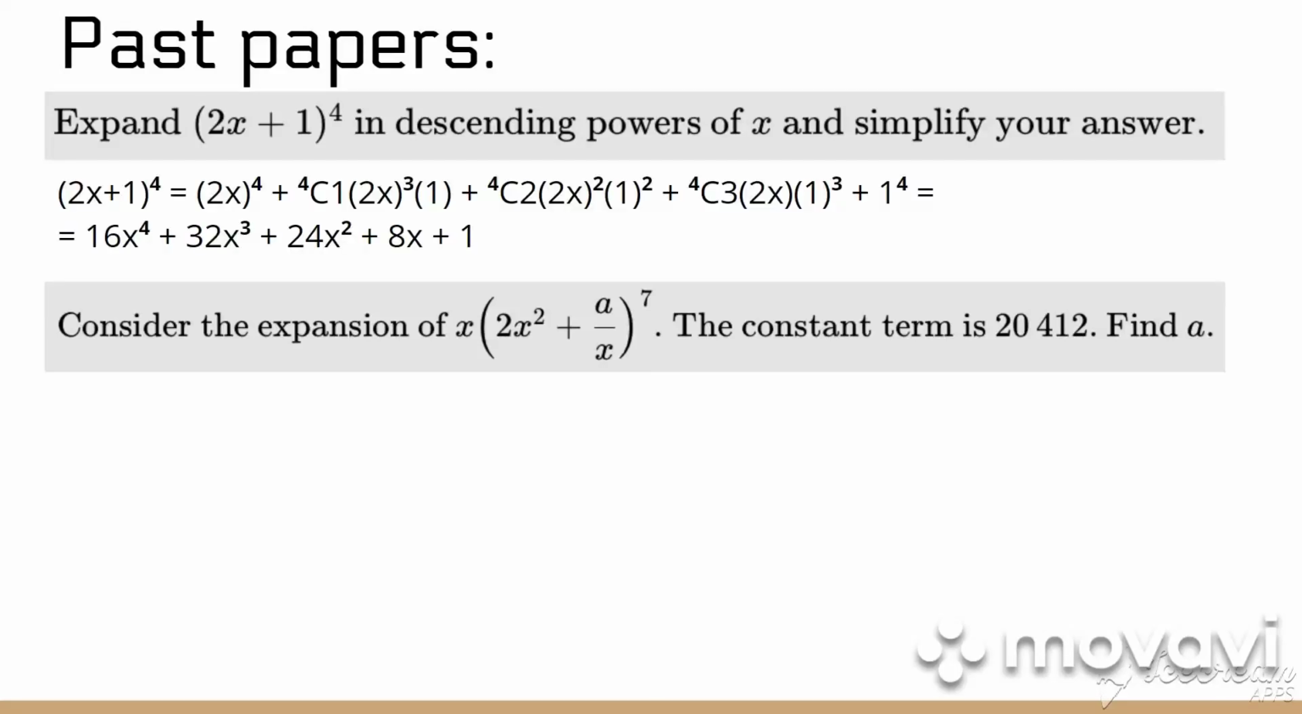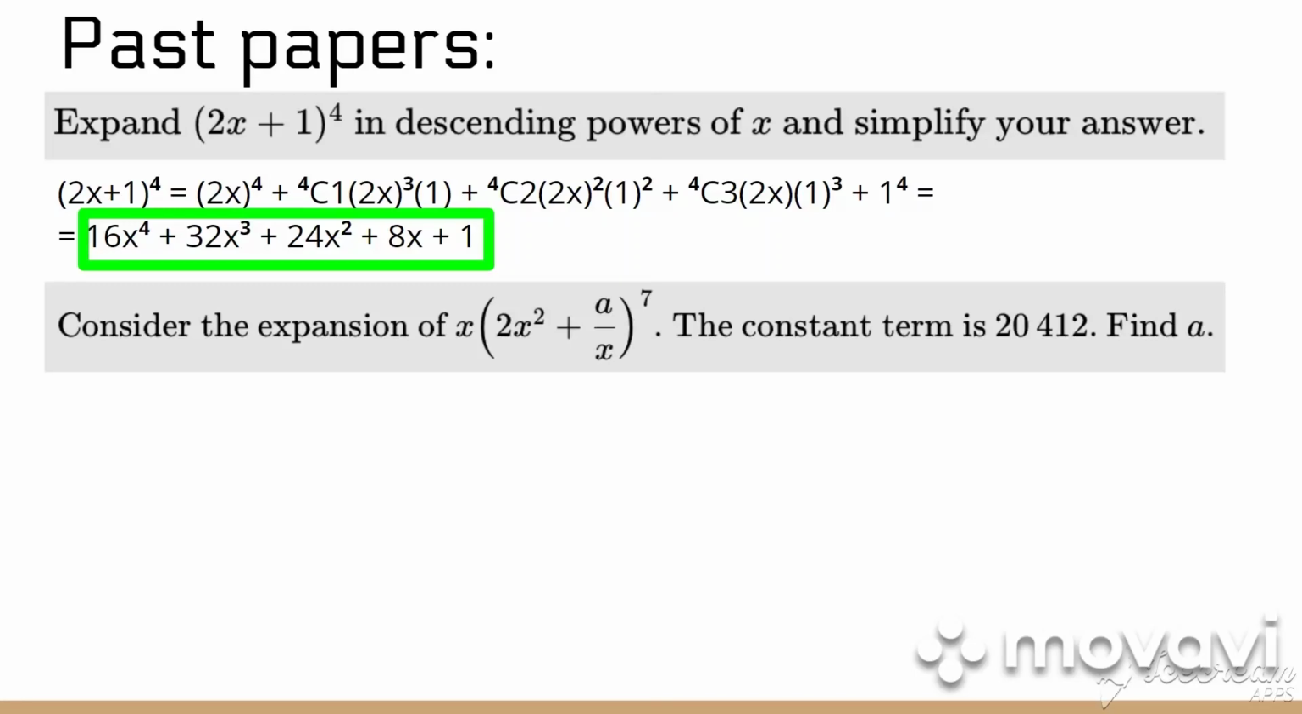So we just use the binomial theorem formula, and we'll have 2x to the power 4 plus 4C1 multiplied by 2x to the power 3 multiplied by 1, plus 4C2 multiplied by 2x to the power of 2 multiplied by 1 squared, plus 4C3 multiplied by 2x multiplied by 1 cubed, plus 1 to the power of 4. And simplifying everything, we will get that the answer is 16x to the power of 4 plus 32x to the power of 3 plus 24x to the power of 2 plus 8x plus 1.